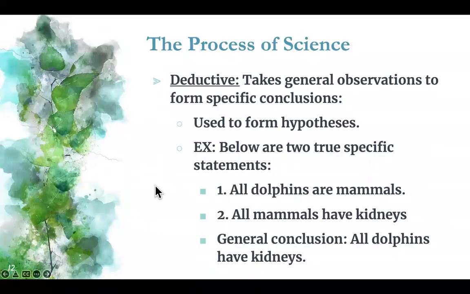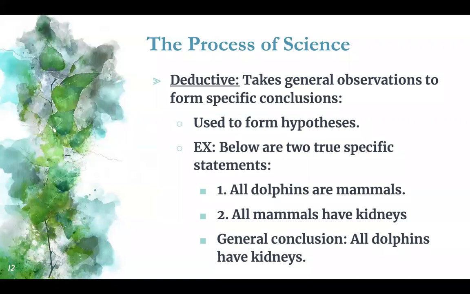Now, deductive reasoning, and this is what we use to form hypotheses. So this is going from general to specific. I take a general observation and I make specific conclusions. So here are some observations. All dolphins are mammals. That's pretty broad. All mammals have kidneys, right? I should have written specific conclusion here, is that all dolphins have kidneys. Okay, I'm narrowing it down.